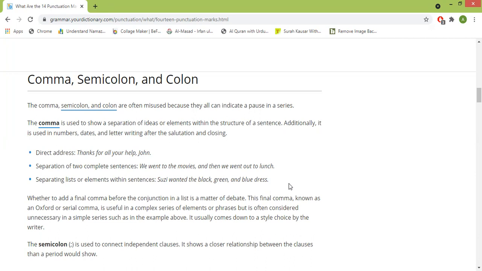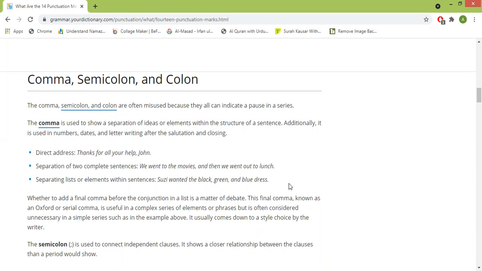Now there are three uses of comma. Direct address: Thanks for your help, John, where we are talking to a person directly, and we show a pause between your comment and the name of that person. If you are talking to a person directly, we take a shorter pause. Thanks for your help, John. So for that we use a comma. Separation of two complete sentences: We went to the movie, and then we went out to lunch.